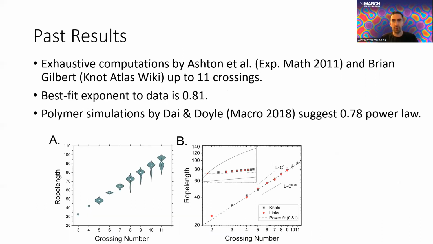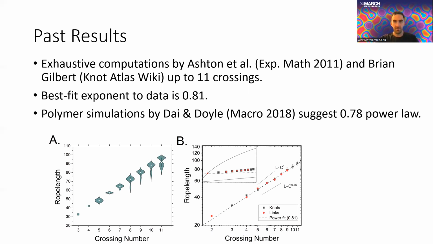People have computed rope lengths for every knot with up to 11 crossings, as well as topological links. You can see the distribution here on the left, where it splits into alternating and non-alternating knots. If you plot this on a log-log graph, it falls on a power law, and that power is about 0.81, so between that 3/4 and 1 limit.